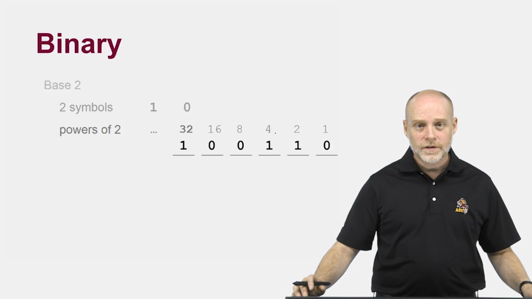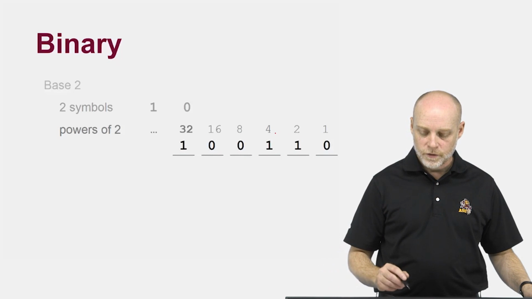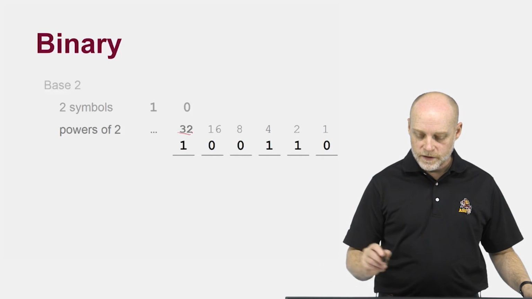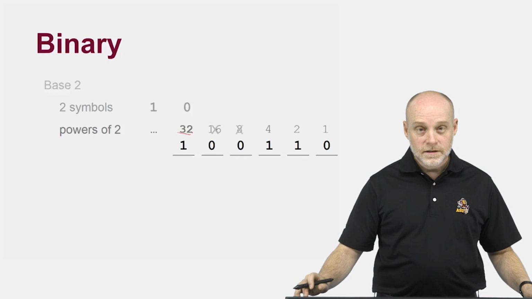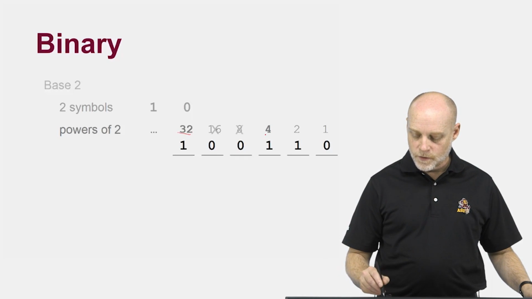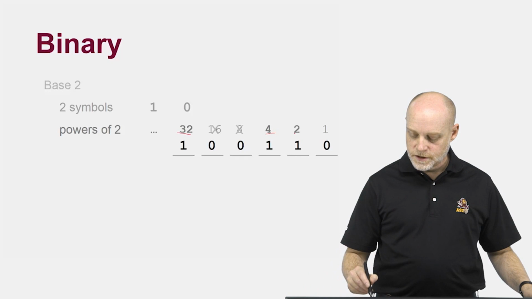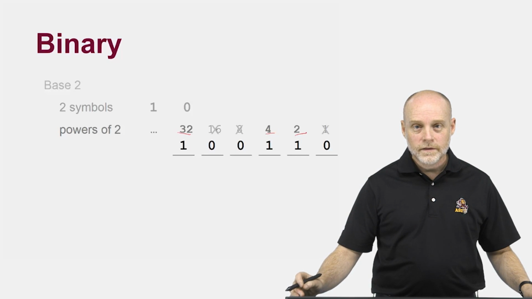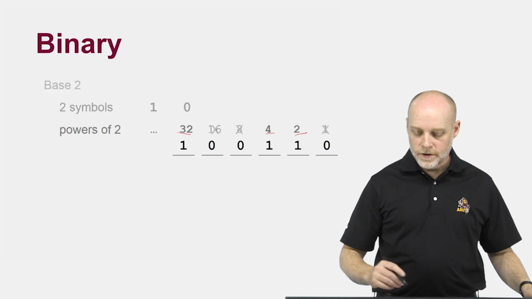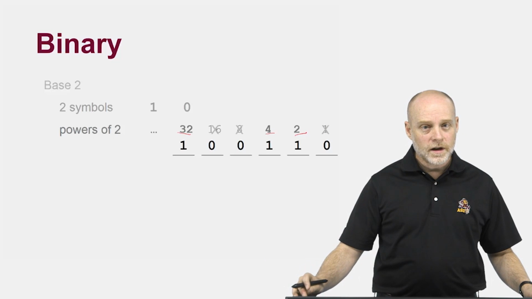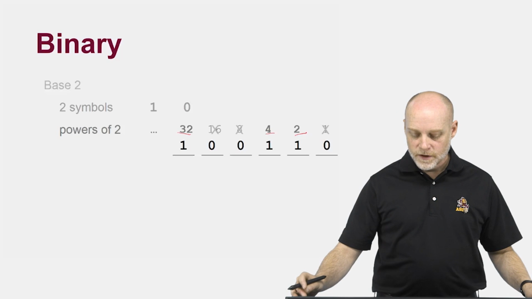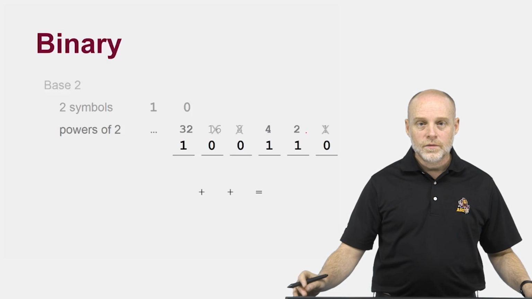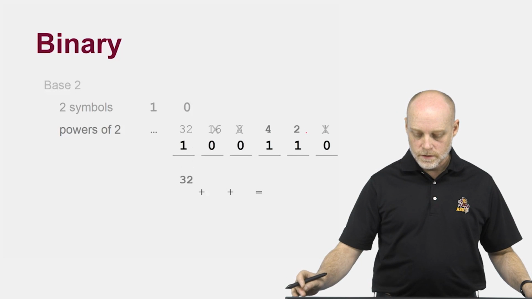And once we have these numbers in their columns, we note which column values have a 1 in them. And so we see that there's a 32, there are no 16s, no 8s, but there is a 4, there is a 2, and there are no 1s. And because each column either has 1 of that value or none of that value, binary is much simpler to decode than decimal, because we just have to add the column values for the binary numbers that have a 1.